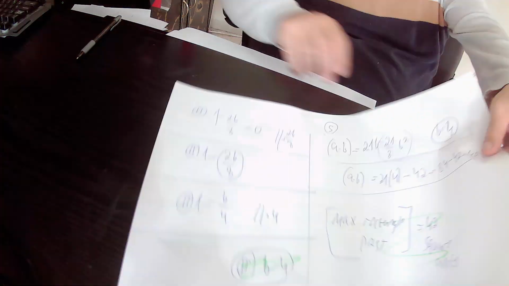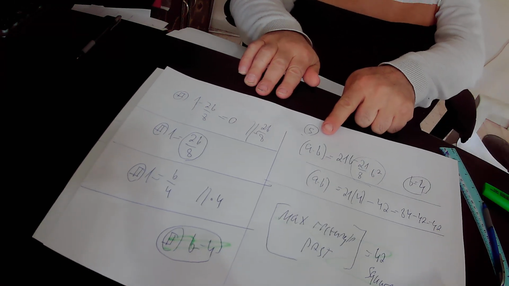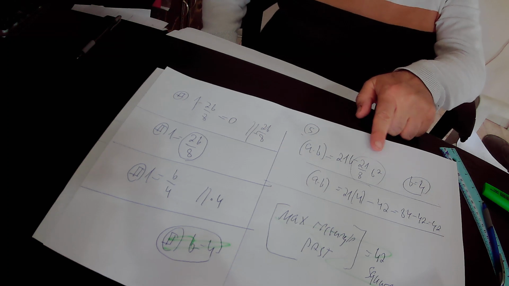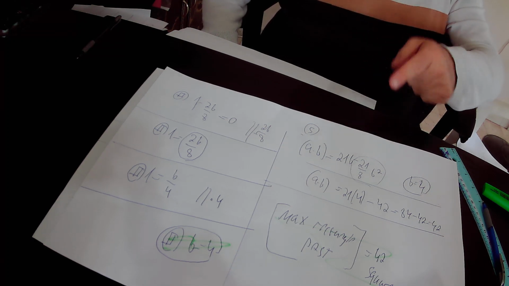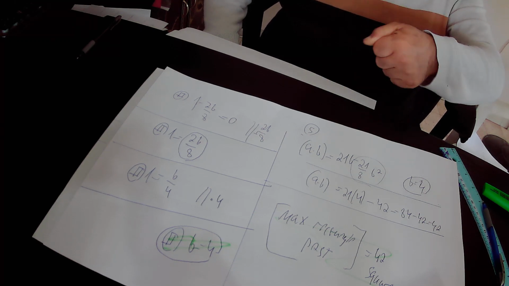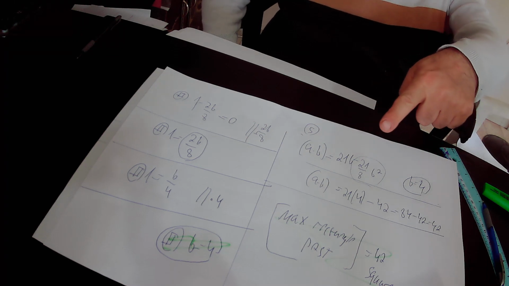So again, the function area of rectangle PQST is a times b. A times b is the area, and the area equals 21b minus 21 over 8 times b squared. We just have to substitute b by 4 in order to find out what is the maximum area of rectangle PQST.